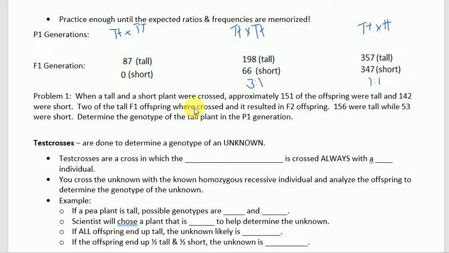So if we look at our generations, the first cross was pretty much a 1-to-1, but then we ended up with a 3-to-1 ratio, 156 to 53. So that tells us, based on what we just discussed, that the first cross, we're looking at a heterozygous and a homozygous recessive cross.